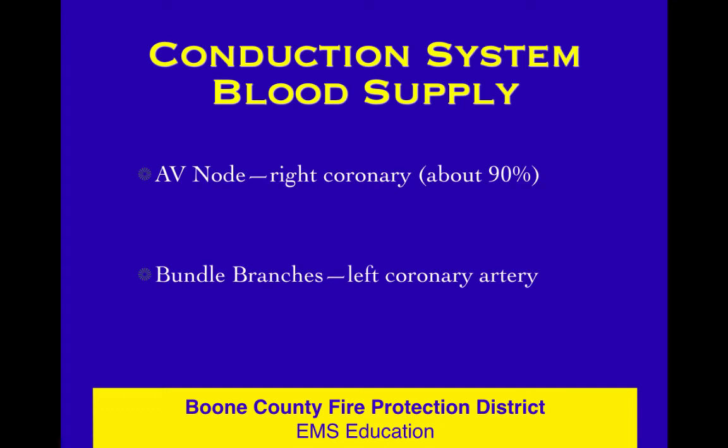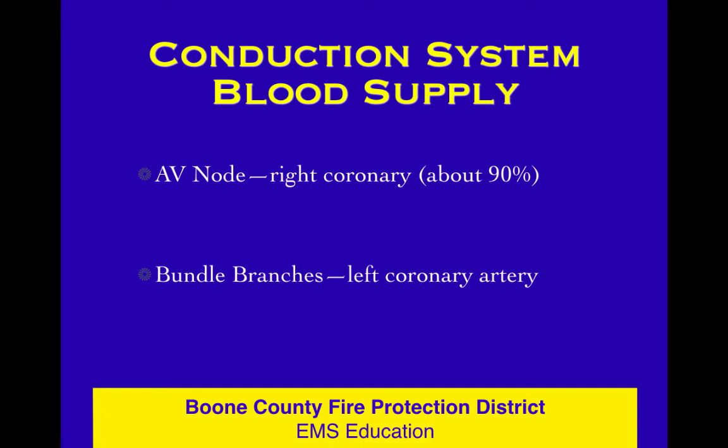Think about why this block is happening. Why is there this conduction defect? Well, the right coronary artery may be in trouble, and almost all the time that's what feeds the AV node. Or it could be that the left coronary artery is in trouble, and that's what's feeding the bundle branches. So right coronary artery, AV node blood supply problems, parasympathetic nervous system can work on that. It does innervate the AV node.